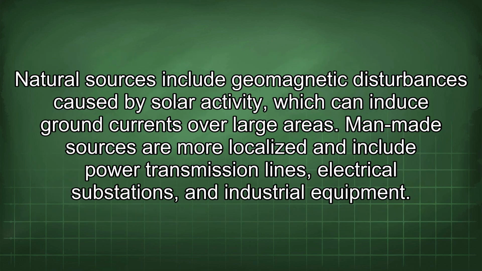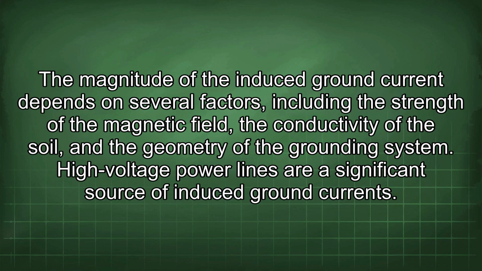Natural sources include geomagnetic disturbances caused by solar activity, which can induce ground currents over large areas. Man-made sources are more localized and include power transmission lines, electrical substations, and industrial equipment. The magnitude of the induced ground current depends on several factors, including the strength of the magnetic field, the conductivity of the soil, and the geometry of the grounding system.